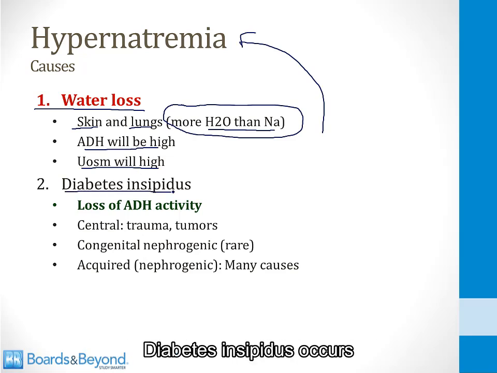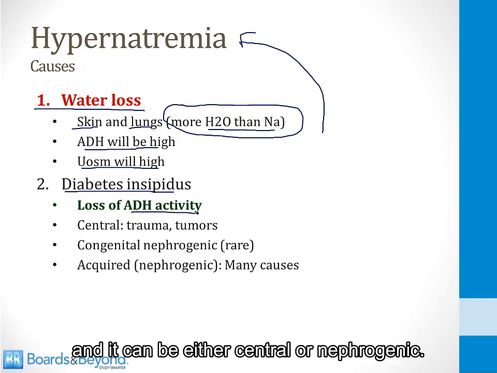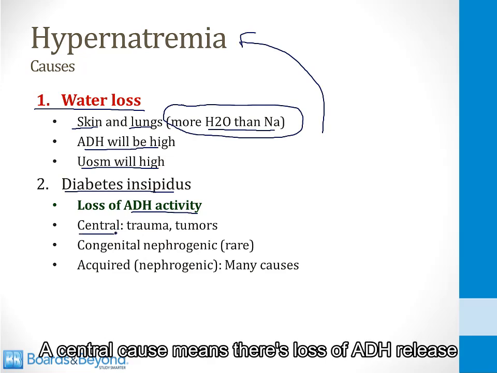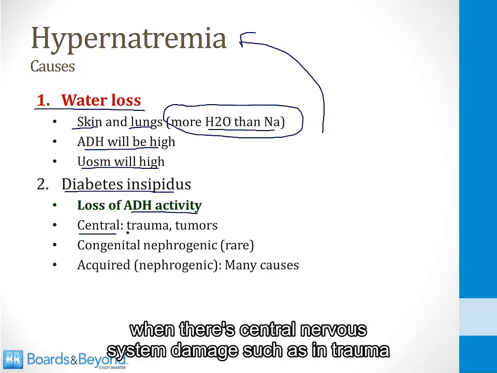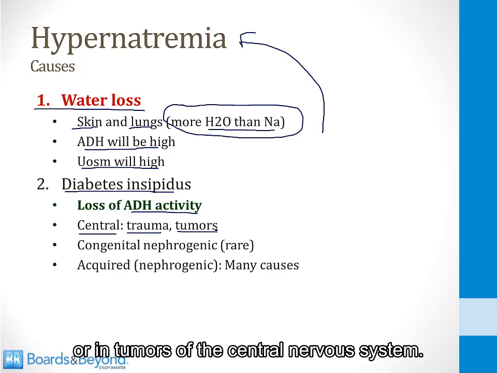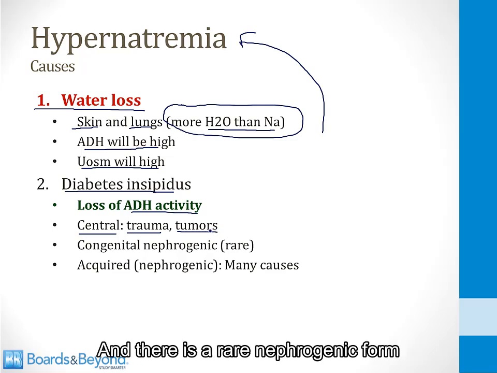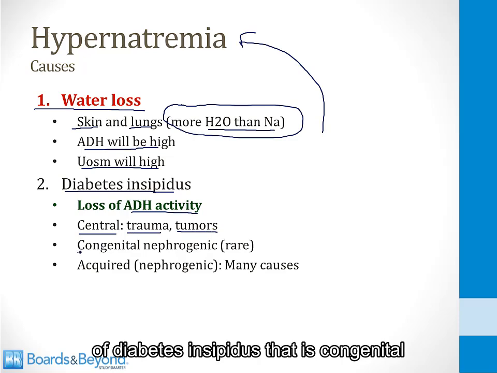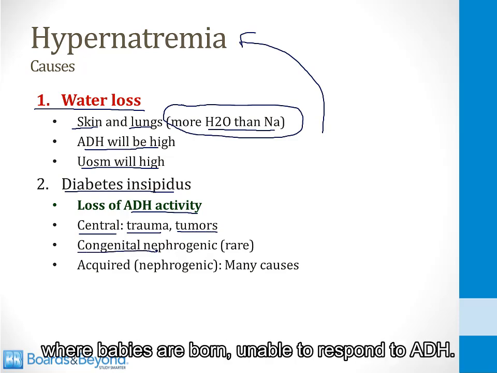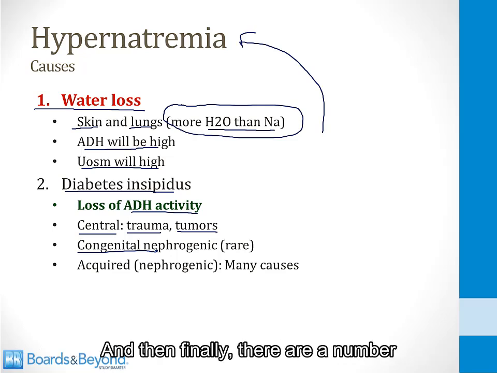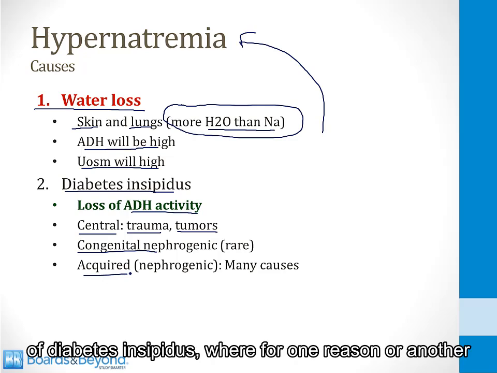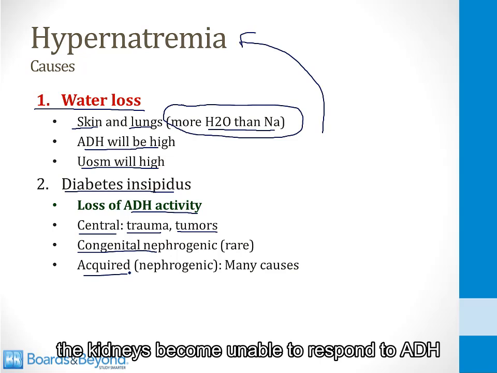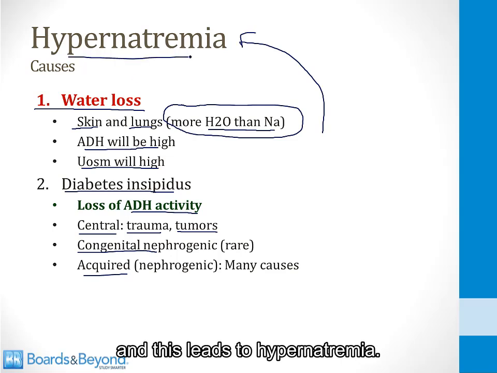Diabetes insipidus occurs when there is loss of ADH activity, and it can be either central or nephrogenic. A central cause means there's loss of ADH release from the pituitary, and this can occur when there's central nervous system damage, such as in trauma or in tumors of the central nervous system. There's a rare nephrogenic form of diabetes insipidus that is congenital, where babies are born unable to respond to ADH. And then finally, there are a number of so-called acquired nephrogenic causes of diabetes insipidus, where for one reason or another, the kidneys become unable to respond to ADH, and this leads to hypernatremia.